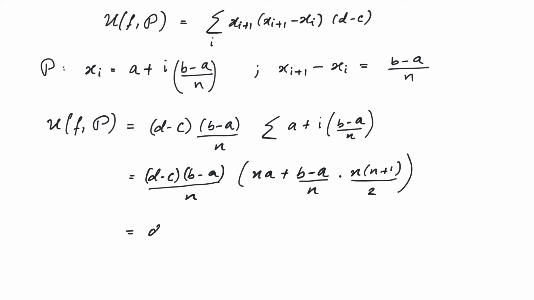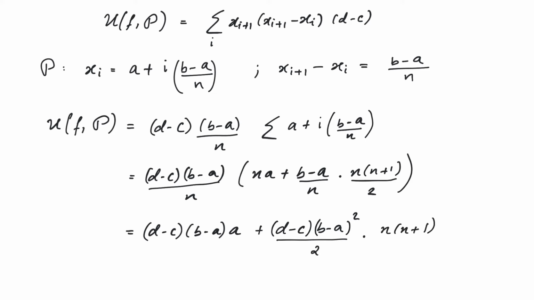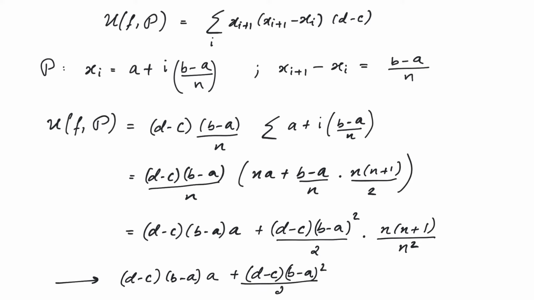Therefore, this can be simplified as (d minus c) into (b minus a) into a, plus (d minus c) into (b minus a) the whole squared, the whole divided by 2, into (n plus 1) divided by n. As n tends to infinity, this will tend to (d minus c) into (b minus a) into a, plus (d minus c) into (b minus a) the whole squared, the whole divided by 2.